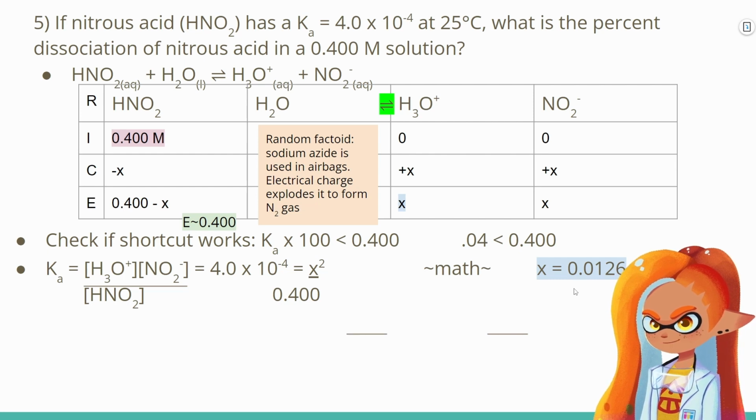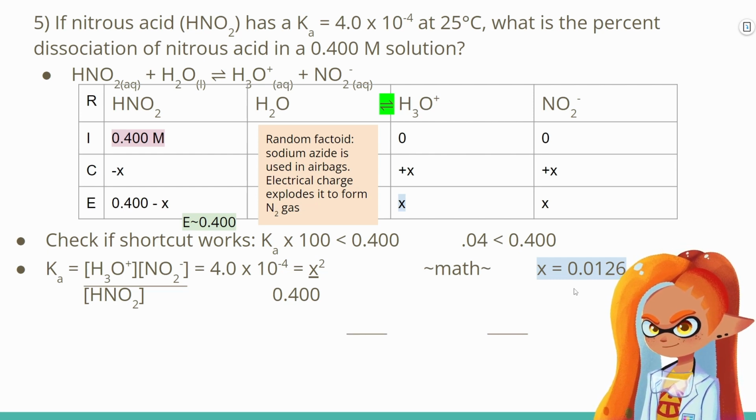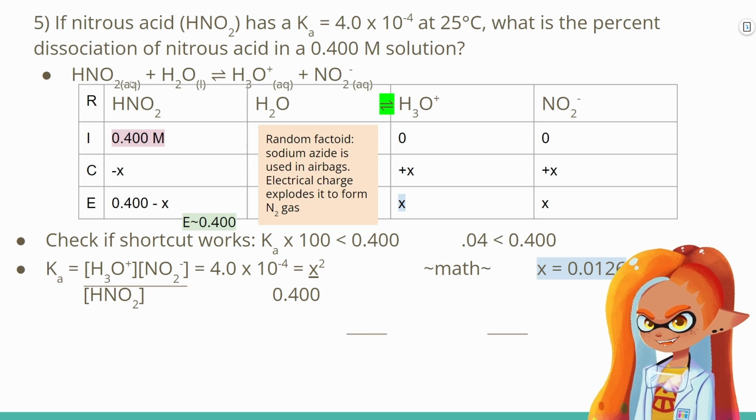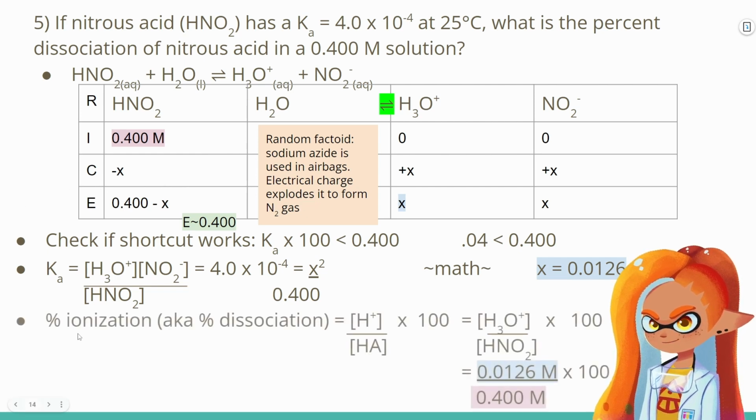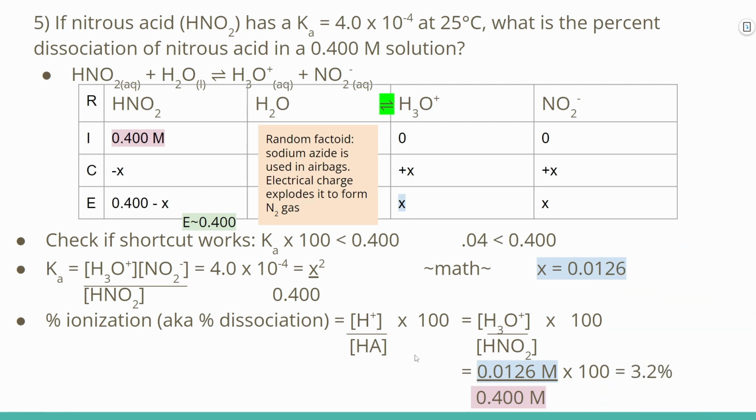Does that solve the question? The question asks, what is the percent dissociation? I got an x value. That's not percent dissociation, so you want to make sure you plug it into the correct equation. And so percent ionization, aka percent dissociation, here is our equation we got earlier.